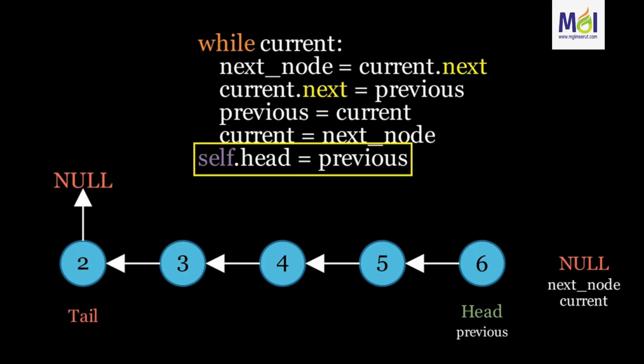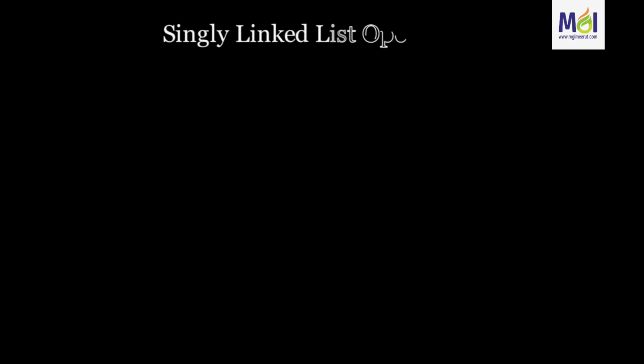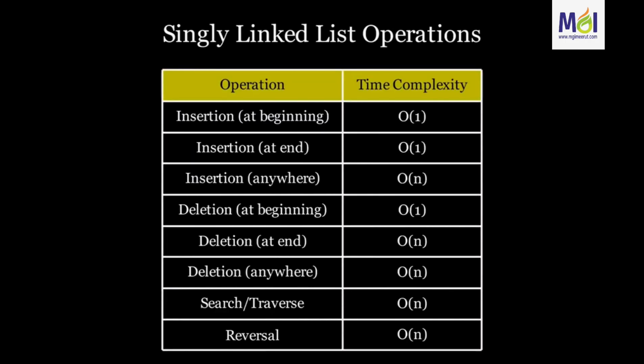Reversing the entire list is a linear time operation because it involves traversing the list once. Before moving to the doubly linked list, let's summarize all the operations and their time complexities. Insertion at the beginning and end is a constant time operation because it only needs to change a couple of pointers. Inserting at a specific position takes linear time because it traverses the list up to the index. And deleting from the beginning takes constant time, while deleting from the end or any specified index takes linear time because of the traversal. And searching, traversing, and reversing all take linear time.